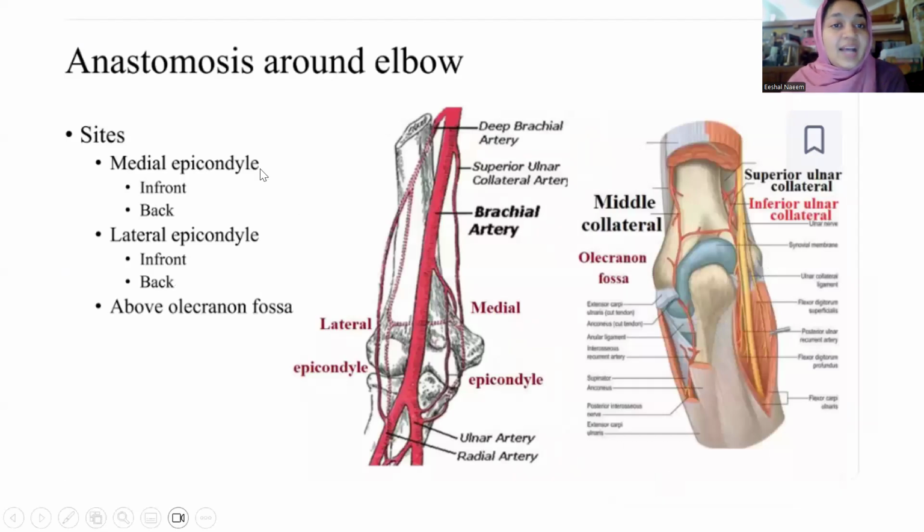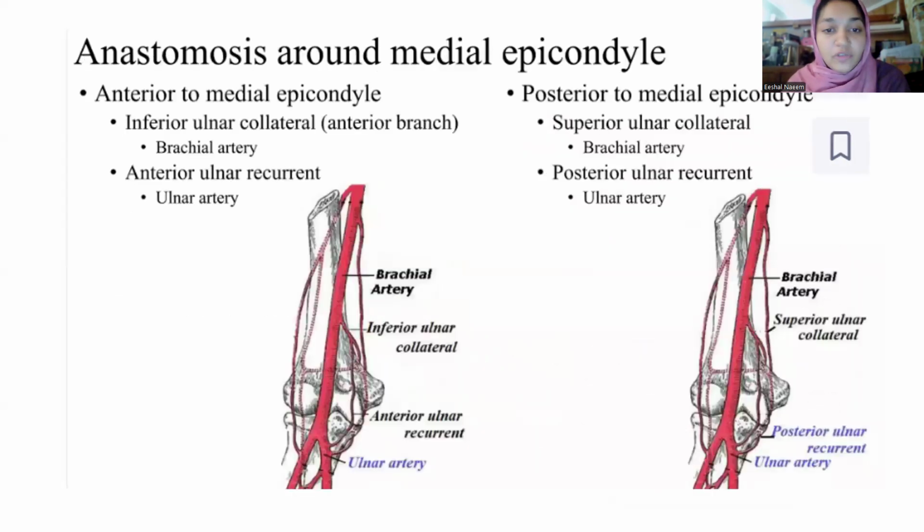Now, anastomosis around the elbow, where it is happening. Sides, medial epicondyle, we know what's happening in the front, at the back. Lateral epicondyle in the front, at the back. And above the olecranon fossa. How above the olecranon fossa? Because we had the inferior ulnar collateral artery, and we had the descending branch of the profunda brachii anastomosing above the olecranon fossa.